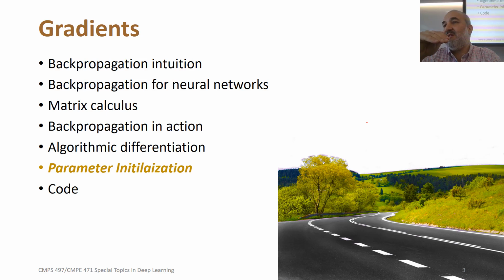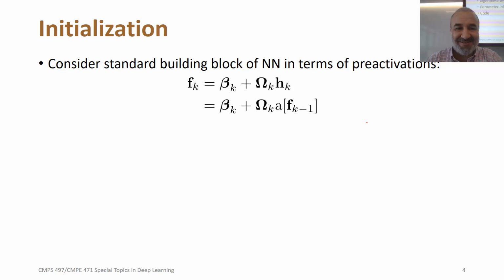We cannot do that. If we initialize all the weights and biases to zeros, all the pre-activations and activation values would be zeros up to the end of the network. So we must have something that is better than that.